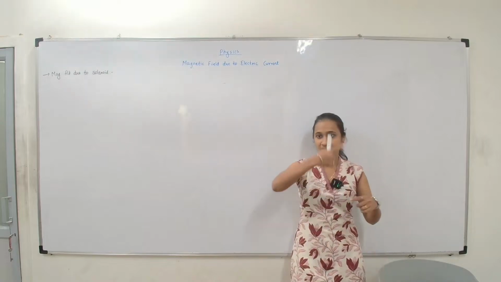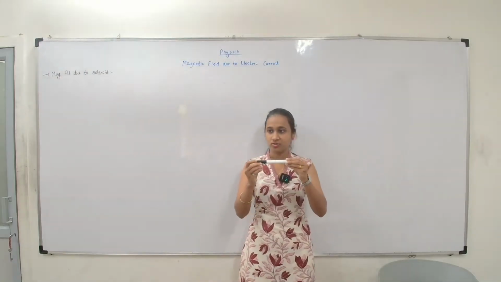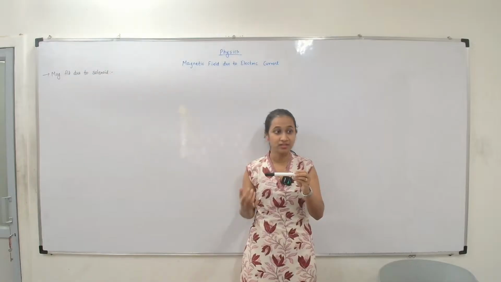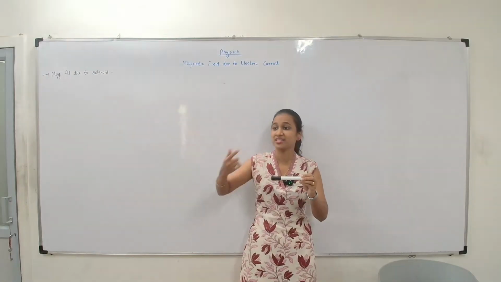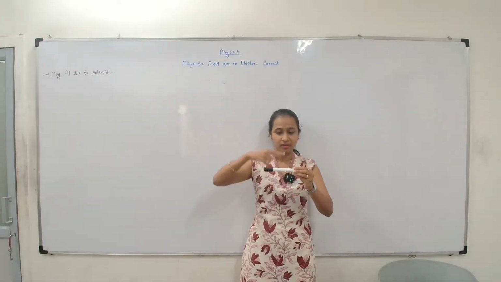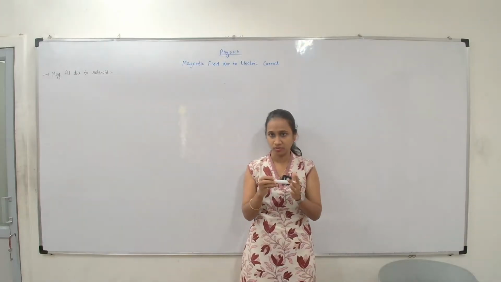It is like a spiral. Suppose this is the axis of the solenoid. So solenoid is a conducting wire. It is made up of a conducting wire. Suppose it is wound on a cylindrical shape. So solenoid will be like this. Pay attention to my finger. Okay, so these two are the ends of the solenoid.